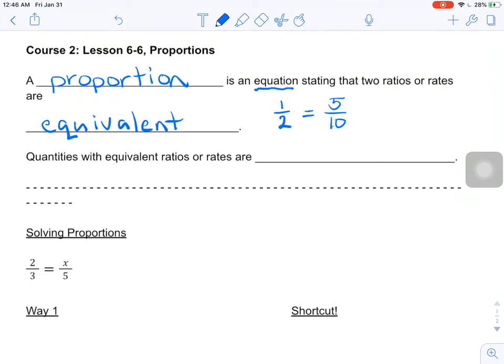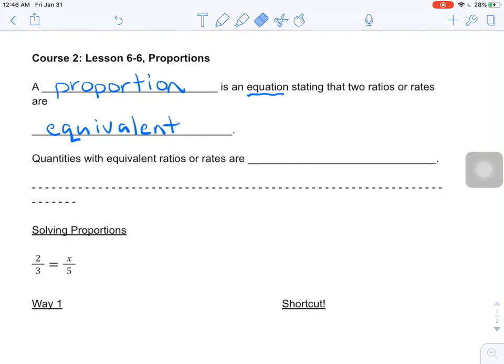So when I make that statement and I put that equal sign in the middle, that's when I get a proportion. So this is a proportion. That is what we're going to be working with a little bit today. If you have equivalent ratios, like the 1/2 and the 5/10 we just had, and they simplify to the same thing, then we say that they are what we call proportional.